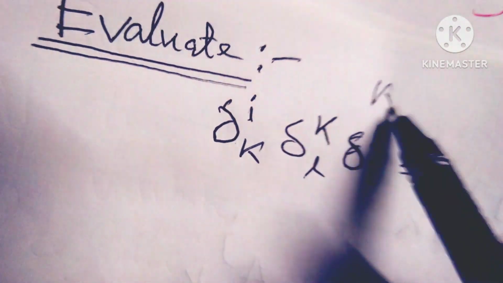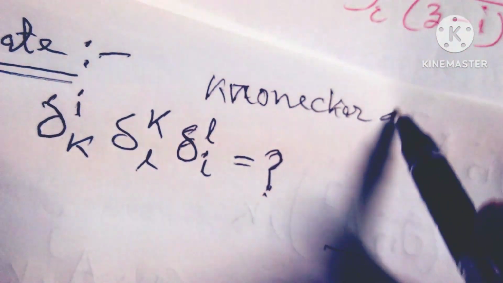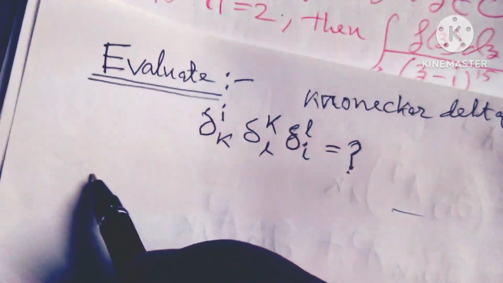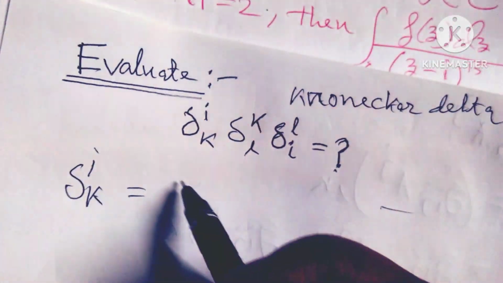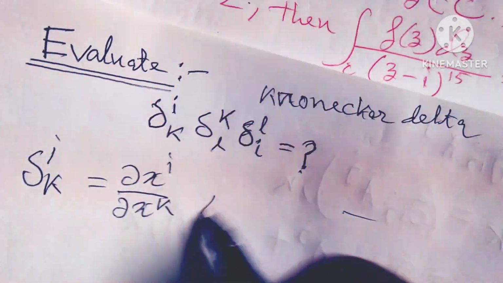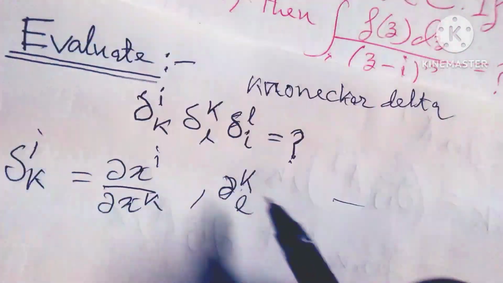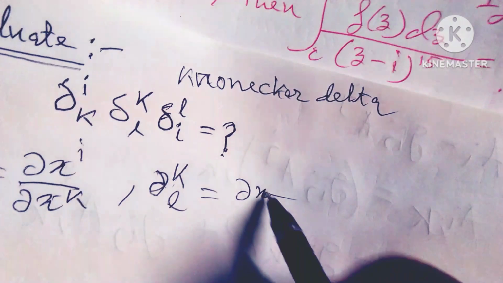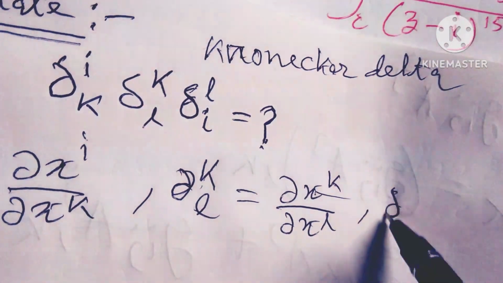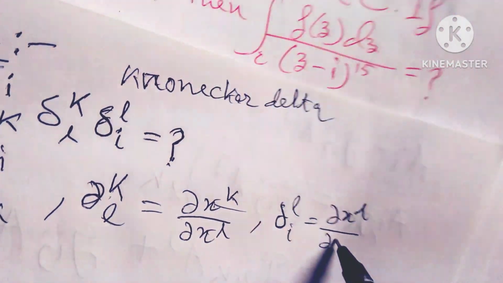This is called Kronecker delta. Everyone knows this term, Kronecker delta. So δ_ik is equal to ∂x_i divided by ∂x_k, and δ_kl equals ∂x_k divided by ∂x_l, and δ_li equals ∂x_l divided by ∂x_i.